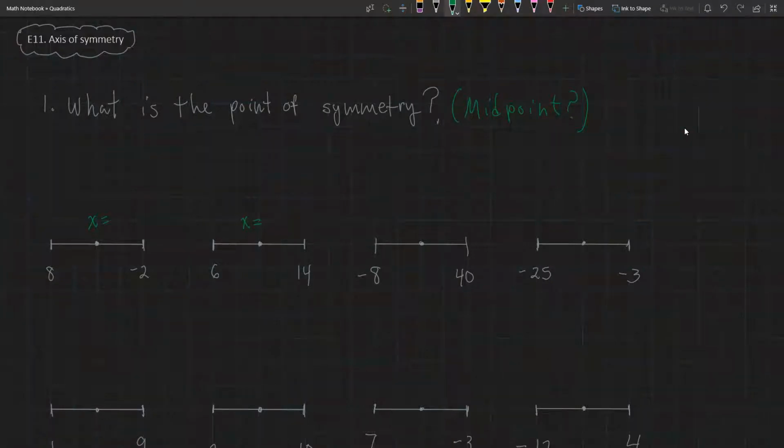Hey, welcome back to a very short math practice. At least that's the goal for this one. The only prerequisite for this is to be able to quickly find the midpoint.